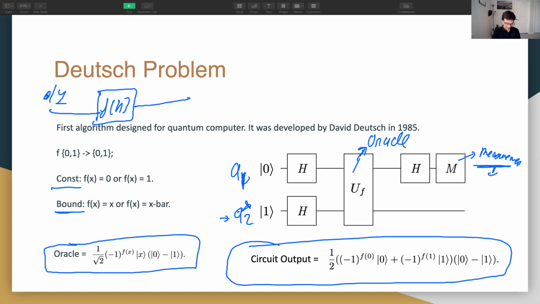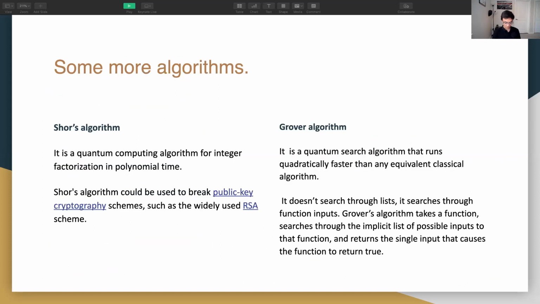So after the Deutsch problem, let's see some more algorithms in the quantum computing space. First one is Shor's algorithm. It is a quantum computing algorithm for integer factorization in polynomial time. As we discussed in the previous videos, we are still struggling to find an efficient algorithm for factorization on classical computers. But for quantum computers, Shor's algorithm can factorize integers in polynomial time. So this algorithm could be used to break public key cryptography schemes, such as the RSA scheme.